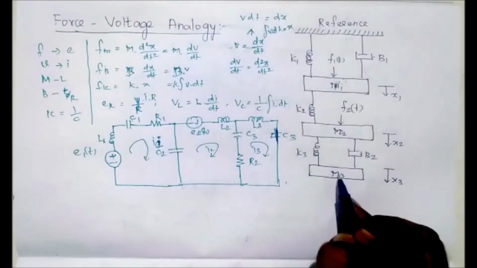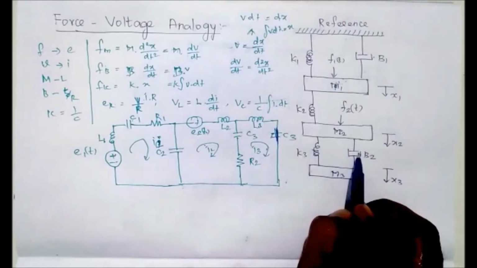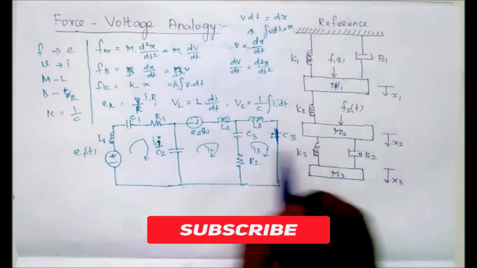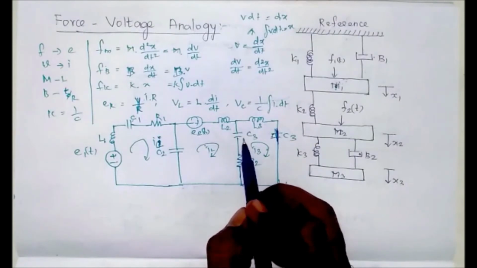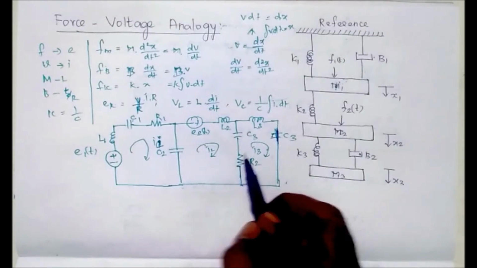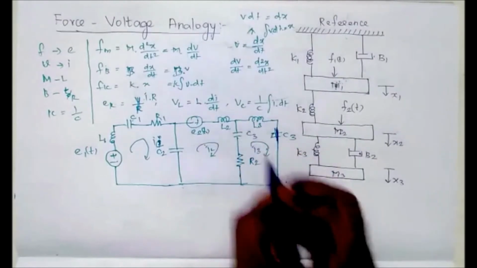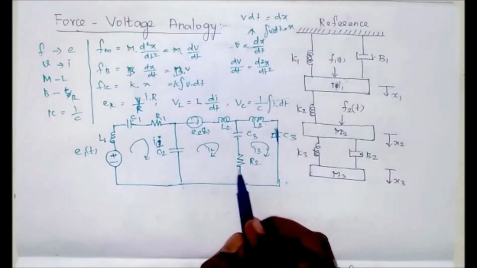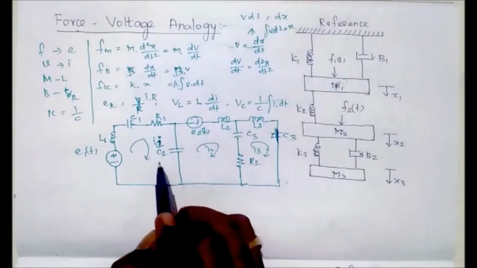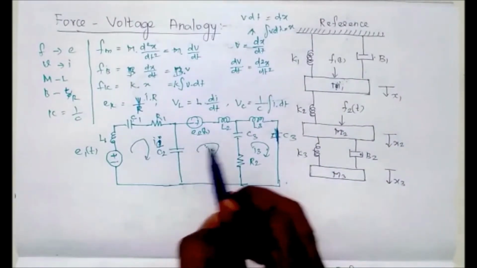In between this loop and this loop there are two elements. We have to consider these two as series elements, because in between two loops there is a possibility of series connection only. Therefore, K3's equivalent is C, so here we use C3. For B2 the equivalent is R, so we use R2. So this is the final electrical circuit diagram. Here there are three masses, therefore in the final circuit diagram there are three loops.